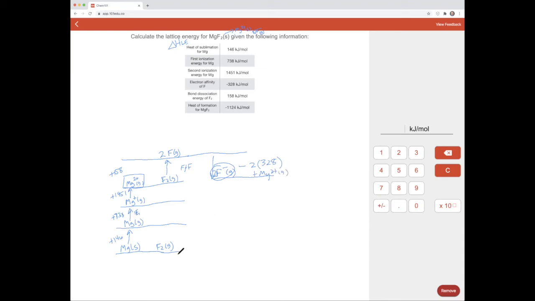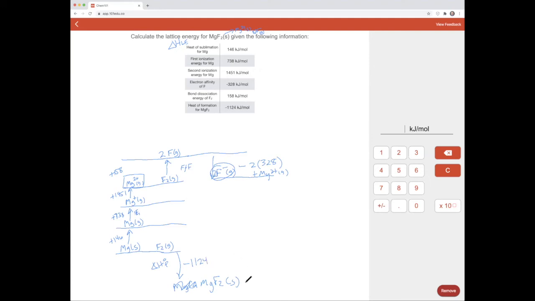Now, remember that there is another property that I need to take into account, and that is the delta H of formation of the compound, magnesium fluoride, MgF2 in the solid phase. That is a process that lowers the energy. I start with these elements, and when they form this compound, that's a drop in energy again, because these products are more stable than these reactants, these starting materials. So that goes down by 1124.